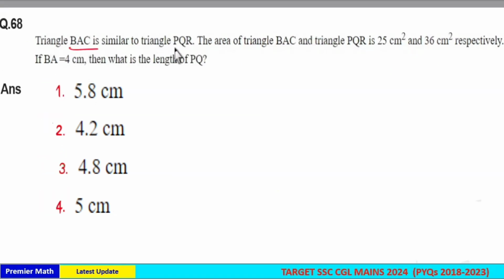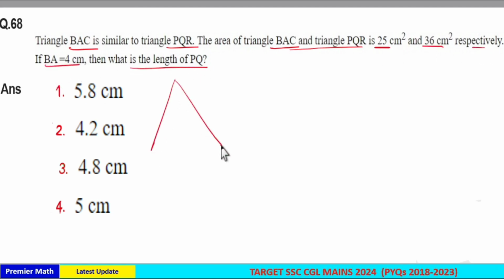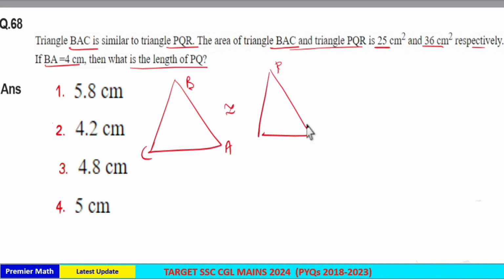Triangle BAC is similar to triangle PQR. The areas of triangle BAC and triangle PQR are 25 and 36 cm square respectively. If BA is 4 cm, what is the length of PQ? Here triangle BAC is similar to triangle PQR. We have to find the length of PQ, and the length of BA is equal to 4 cm. The areas of triangles BAC and PQR are 25 and 36 respectively.